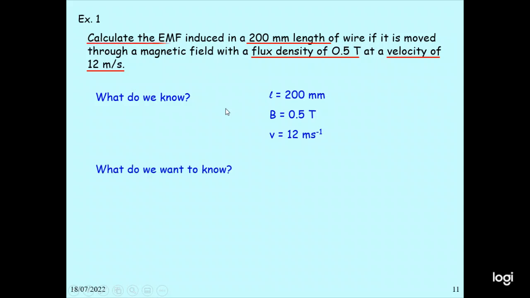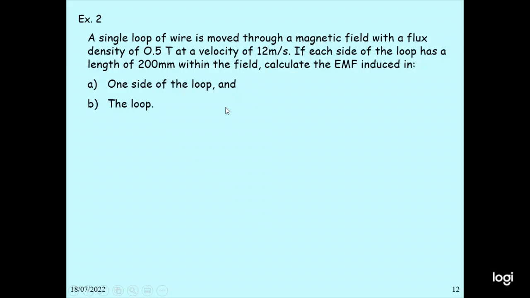E equal to BLV. So 0.5 multiplied by 200 times 10 to the power minus 3 times 12, you get a half volt. The next problem: a single loop of wire is moved through a magnetic field with a flux density of 0.5 Tesla at a velocity of 12 millimeters per second. If each side of the loop has a length of 200 millimeter within the field, calculate the EMF induced in one side of the loop and in the loop.